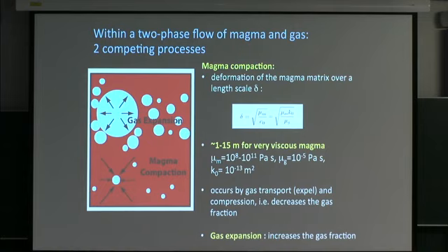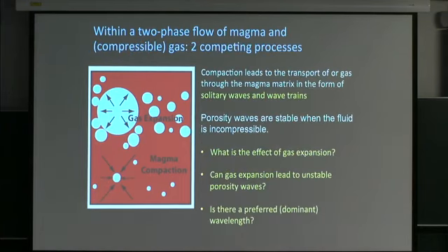The other competing mechanism is that the mixture is ascending toward the surface, and in that case the gas sees pressure that is decreasing and the gas expands. So you have compaction that leads to a decrease in the gas fraction, and gas expansion that leads to an increase in the gas fraction. So two competing mechanisms. We know that in a two-phase flow the fluid is expelled through the mixture by stable porous waves. And here we were wondering, in the case of a compressible gas, if the compressibility of the gas could lead to an unstable wave, and if this could lead to a preferred wavelength for this instability.